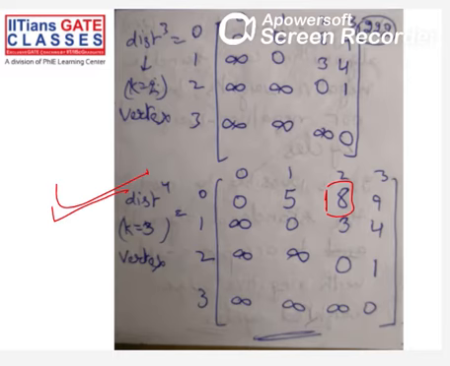Similarly, 3 represents the minimum distance from 1 to 2. 1 represents the minimum distance from 2 to 3. Now, did you understand this matrix, how to draw it, and what is the significance of these values? What is the meaning of these values?